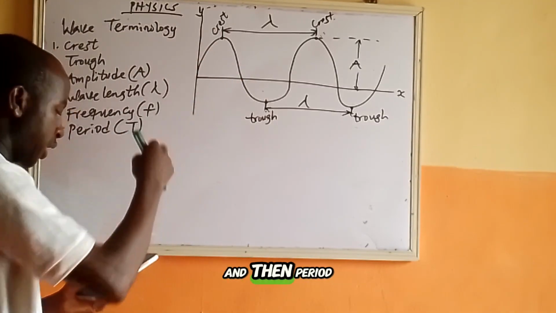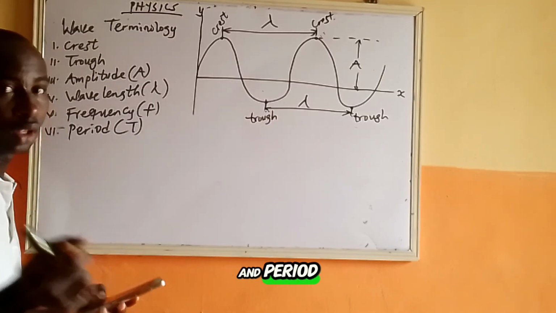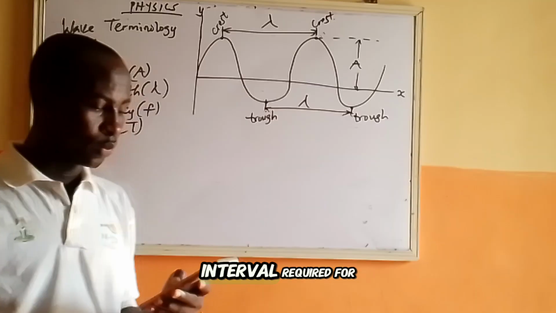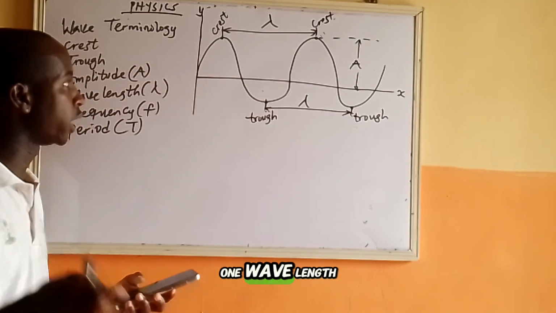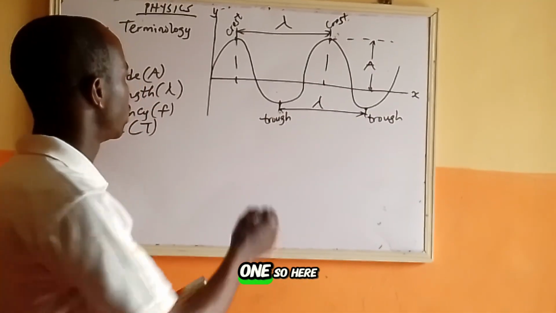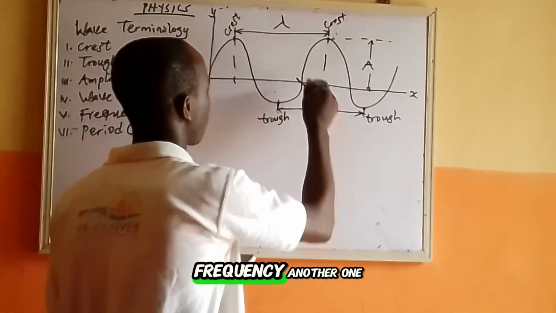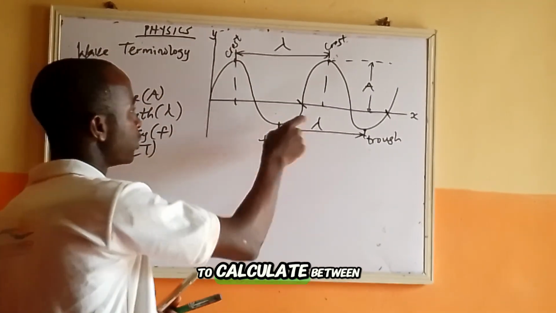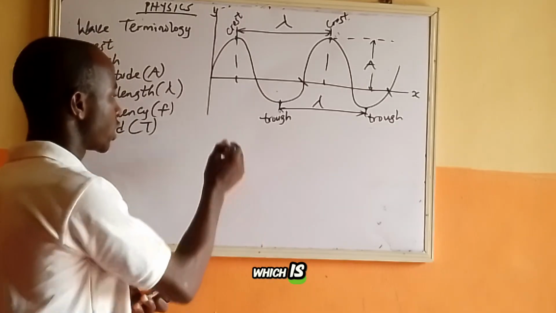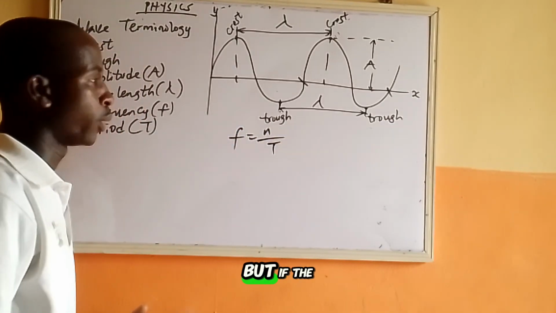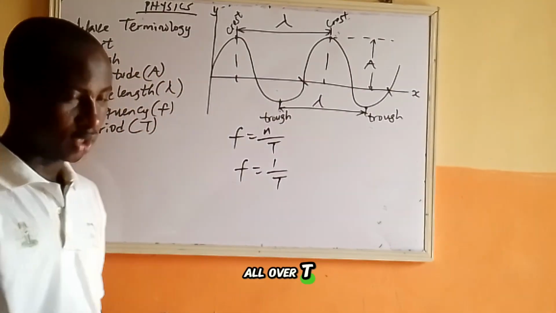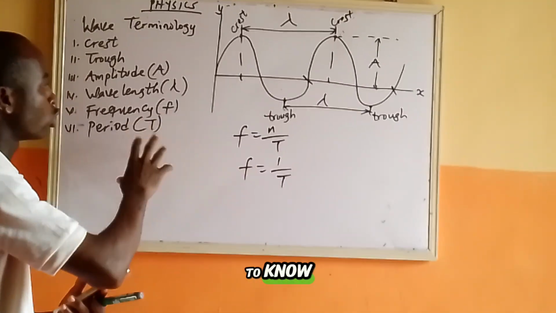There is a difference between frequency and period, and there is a relationship between them. Period of a wave is the time interval required for the wave to travel one wavelength. One wavelength from here to here is your period. Here, that's the first frequency, another one is another frequency. That is how to relate frequency and period: F equals N over T. If the number of oscillations is just 1, then F equals 1 over T. So that is the wave terminology we need to familiarize ourselves with.